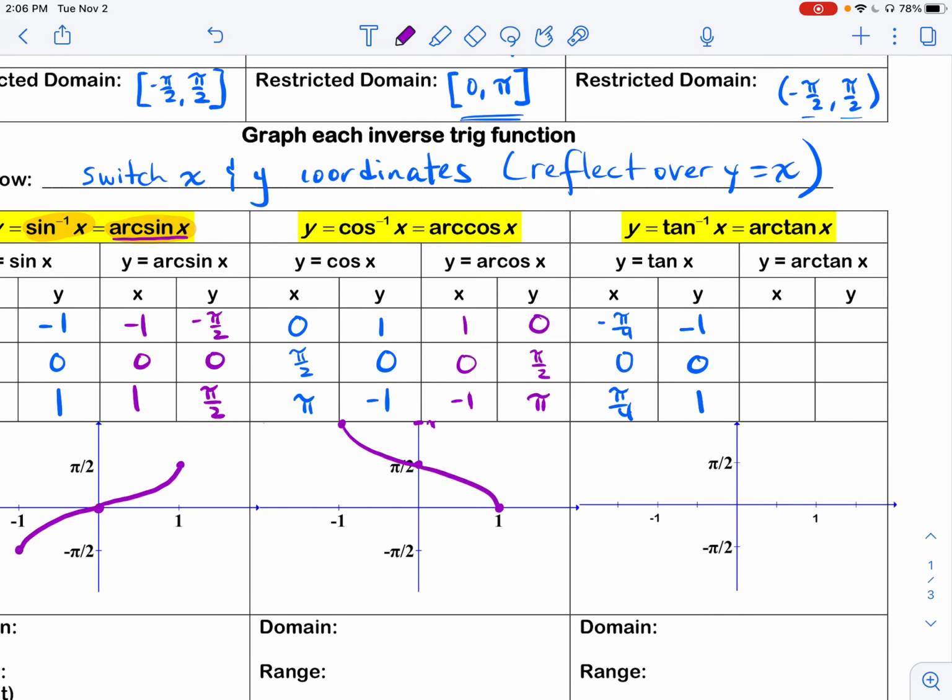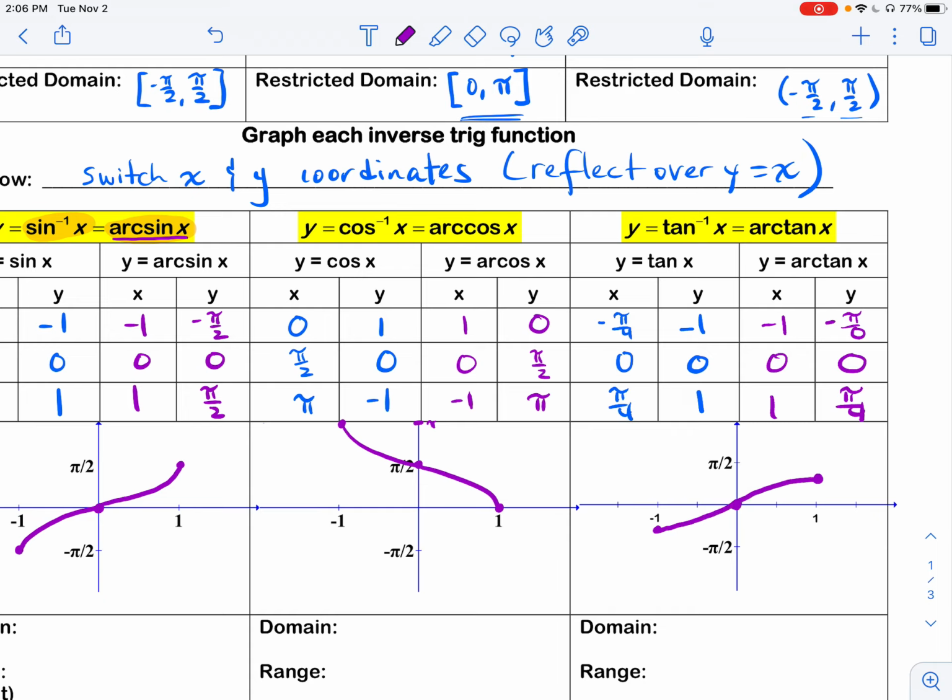What would the coordinates for arctangent look like? Well, we're just going to flip these around. And then we're going to get a graph that looks something like this. So -1 gives me -pi/4, 0 gives me 0, and 1 gives me +pi/4. So this graph is going to look something like this.